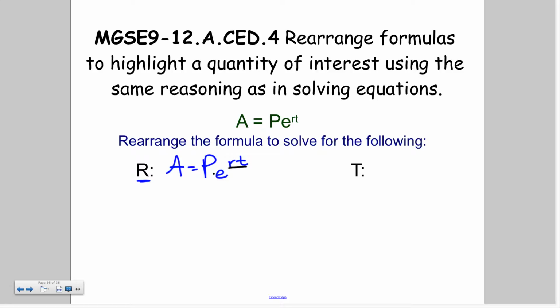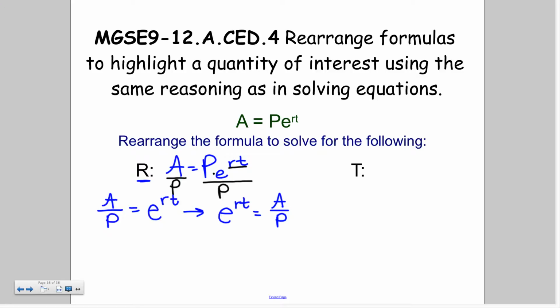Okay? And this goes back to logs, so you have to be comfortable with that left, right, left with some of this stuff. First thing we're going to do is get P out of there because we need to get R by itself. So we're going to divide by P. And that's going to leave us with A divided by P is equal to E to the RT. Now I'm going to rewrite this so you can see it the way we're used to seeing it in log form. So we have E to the RT is equal to A divided by P, which is the same thing. I just flipped it around.